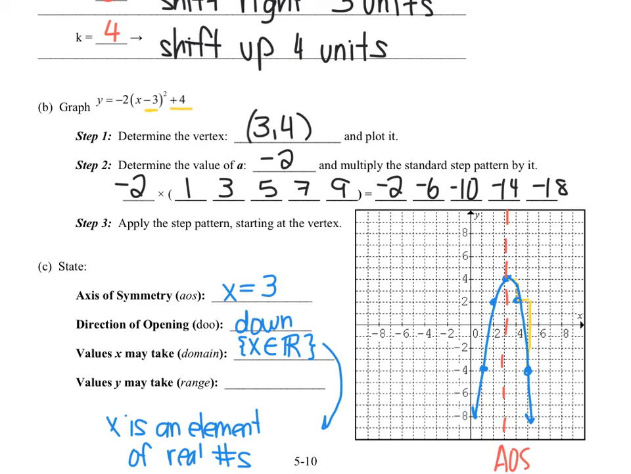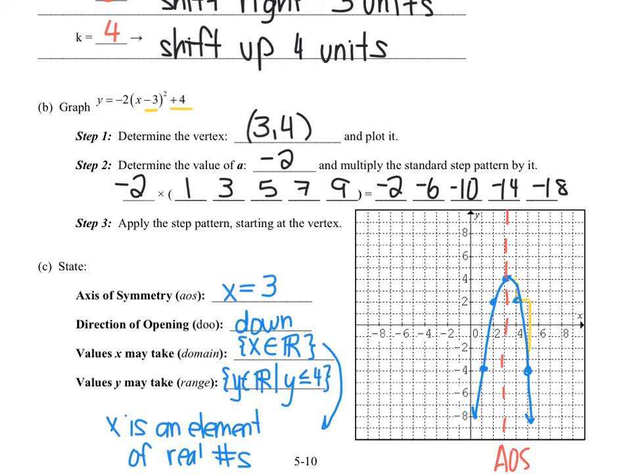But if we look at the y values, we know our vertex is a maximum in this case. That means the maximum value of our y is 4. Everything else is less than 4. So the way we're going to write our range, so the values that y can be, we open up that squiggly bracket again. Now we're writing y is an element of real numbers, but there's a restriction. So we put the straight line and we say y has to be less than or equal to 4, and then close our squiggly bracket.